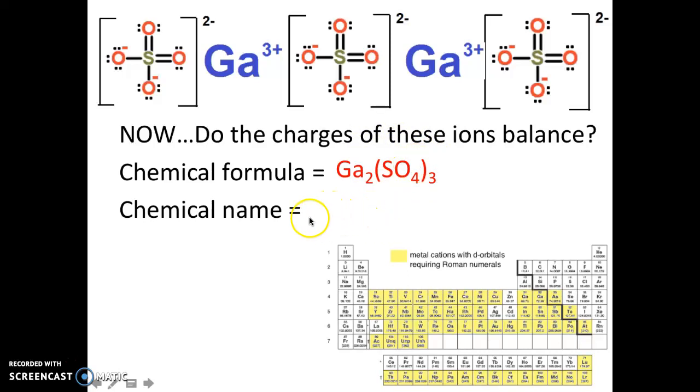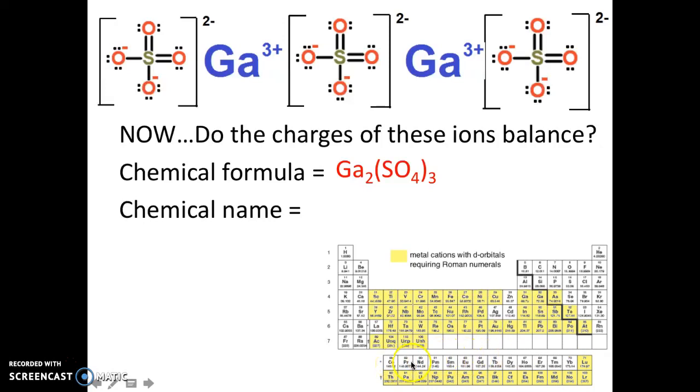The name of this is, if you look on this chart right here, this chart shows all the metal cations with d orbitals requiring Roman numerals. So I decided to highlight all the ones that you would have to take notice of. Notice none of the s orbital metals require Roman numerals, and none of the anions, your p block nonmetals, need Roman numerals. It's only your metals and some of your metalloids that need Roman numerals. The exceptions are zinc, cadmium, and silver.